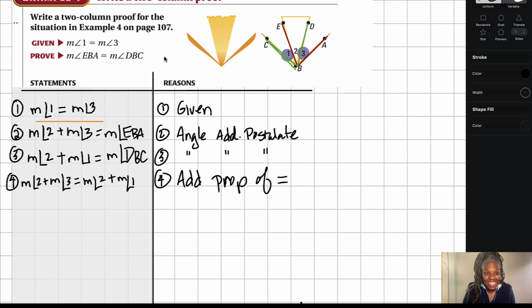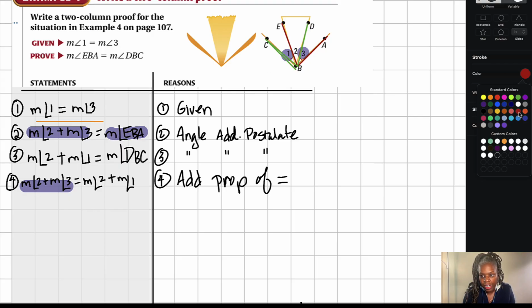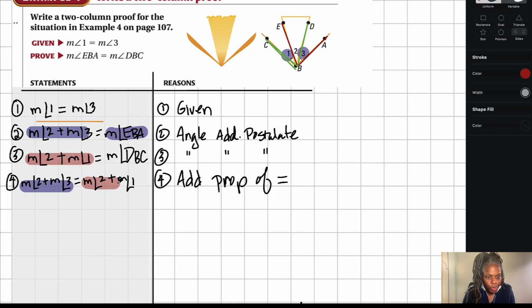So my point is that we now have the power to do what we've been wanting to do, which is to set these guys equal to each other. How, you might ask? I'm so glad you're asking. Let's look. I don't want to overstimulate you with too many highlights, but look at this. The measure of angle 2 plus the measure of angle 3 is also here, meaning that this is equal to this. So the measure of angle EBA can be placed here. Similarly, let's use a different color. If I see the measure of angle 2 plus the measure of angle 1, which I see here and there, I know that that's equal to the measure of angle DBC.